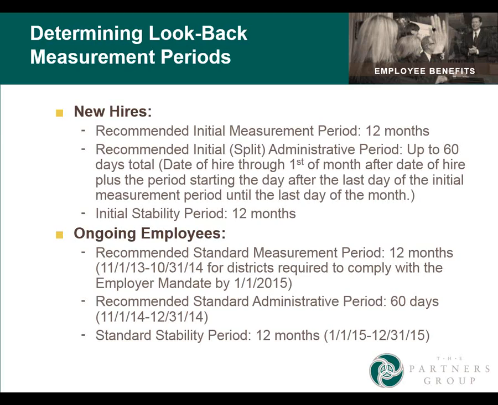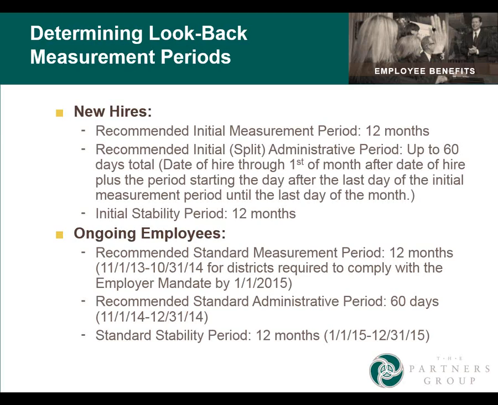And then the next piece of the administrative period is going to be the 30 days between the end of the measurement period, the month following the end of the measurement period, 30 or 28 or 31 days. So that's the period where the district will have to calculate the hours, determine whether or not an employee breached that 130-hour per month average over that entire measurement period, make an offer of coverage to allow an employee to enroll in those plans, and then have the employee accept that and be eligible for and be enrolled in the plan.